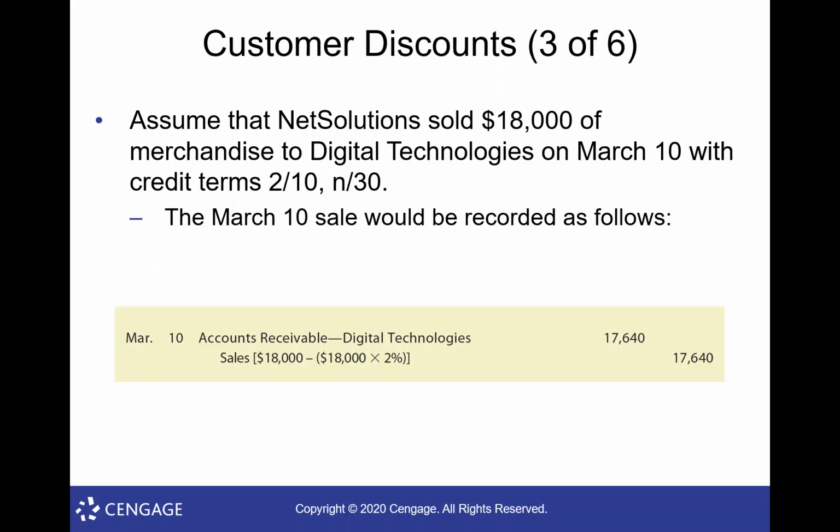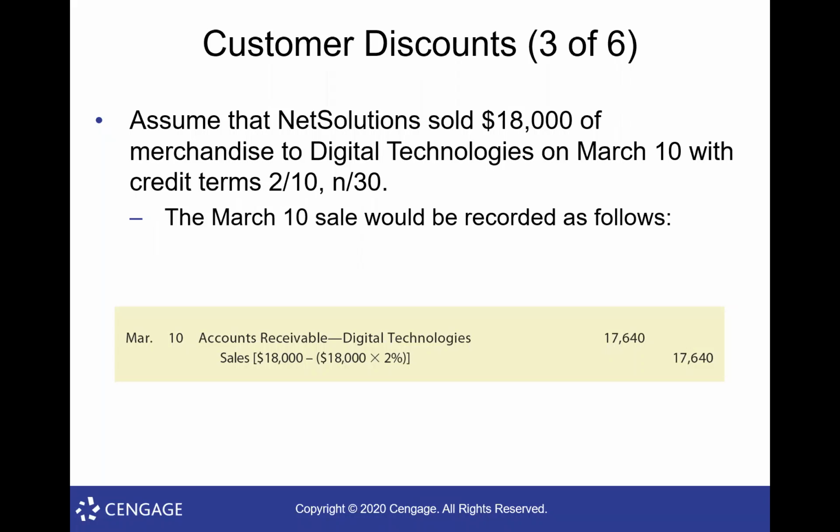Some businesses assume everybody's going to take the discount. So what they do is they go ahead and record all of their sales as if the customer is going to pay them within the discount period. And then if the customer doesn't take the discount, they do an adjusting entry to show that they got the whole amount instead of the discounted amount.